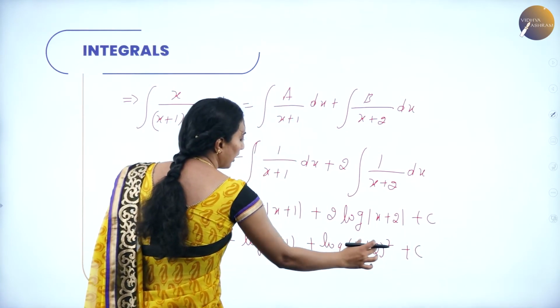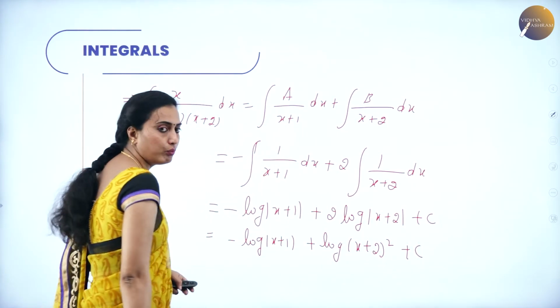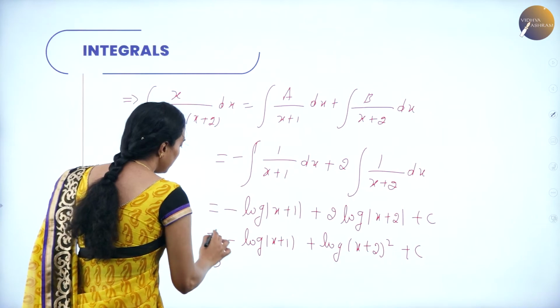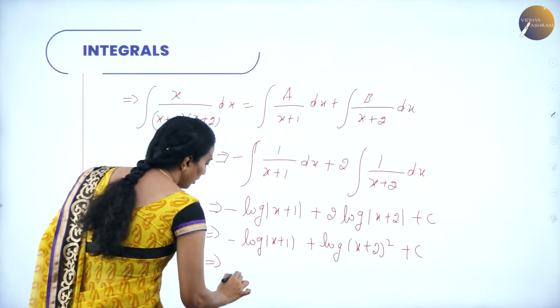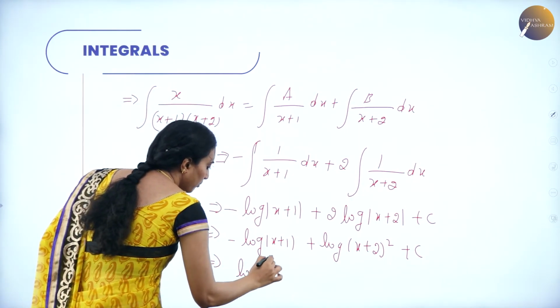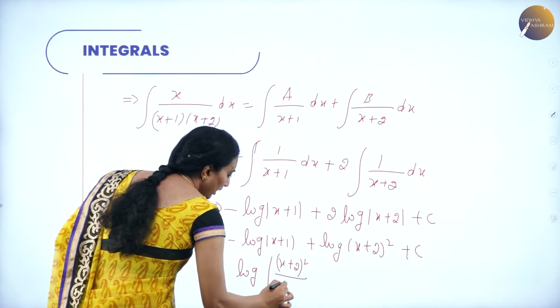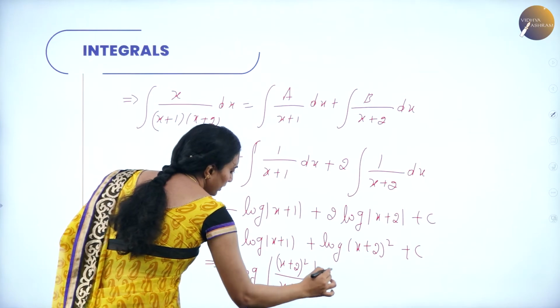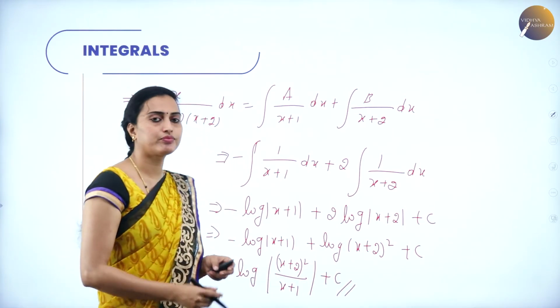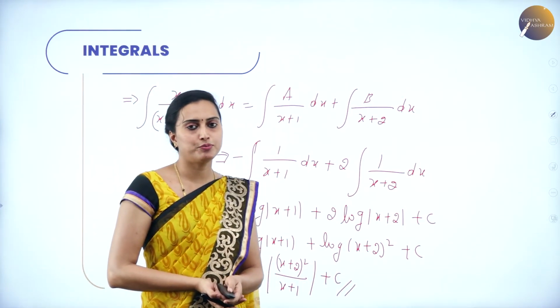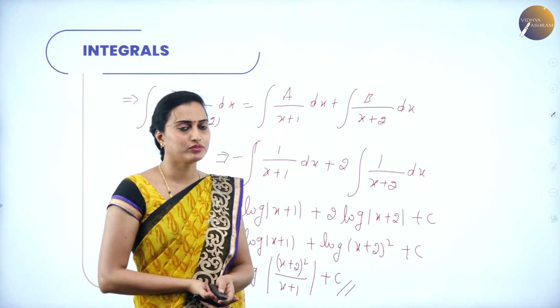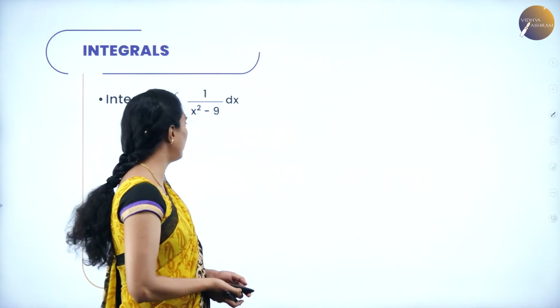Now this is log m minus log n, which can be written as what? Which implies log of modulus of x plus 2 whole squared divided by x plus 1 plus c. That's it. I hope you got how to solve this problem also. Now we'll be moving on to the next problem.